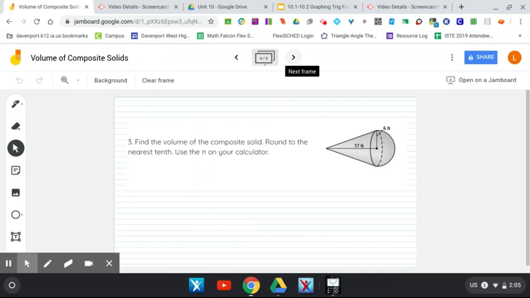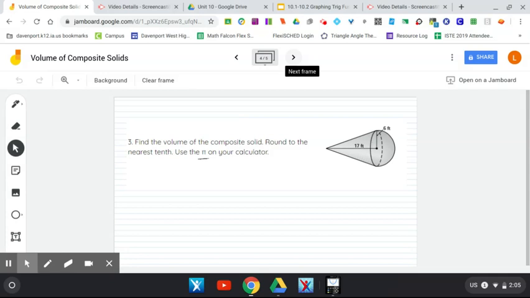All right, so here it says find the volume of the composite solid, round to the nearest tenth, and again use the pi button on your calculator. So this solid here, you have 2 solids stacked on top of each other, so you're going to add your volumes. You have a cone and then you have a hemisphere.